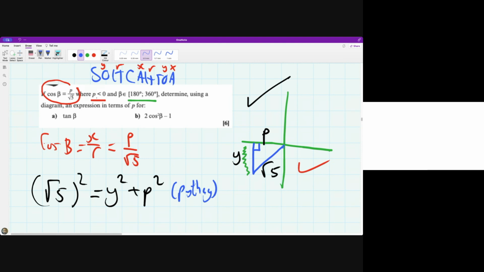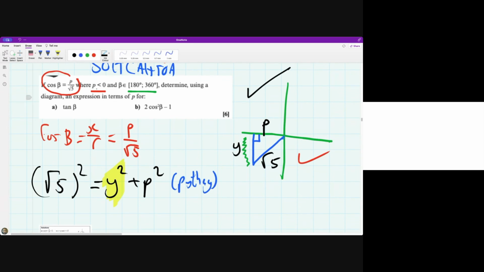Now, the problem I have now is I need to get this y by itself. The good news is when I square this, I just get 5. And I bring the p squared over, I get that. And then if I square root both sides, my y value is actually going to be the square root of 5 minus p squared. So that was quite a lot of maths all at once. Another thumbs up if you followed that, thumbs down if you didn't.